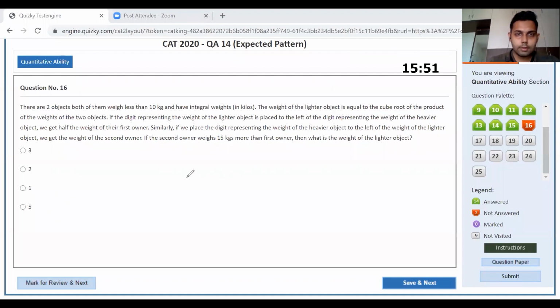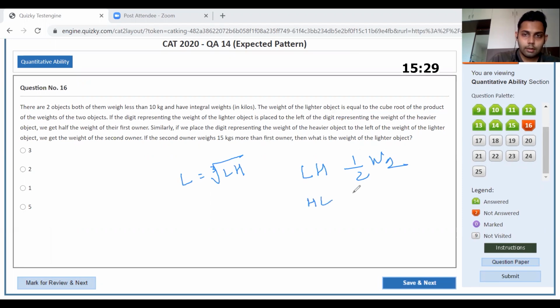There are 2 objects weighing less than 10 kg, integral. Lighter object is the cube root of the heavier. If we write lighter, heavier, we get half the weight of the lighter one. And heavier, lighter, we get twice the weight. And the difference between those two is 15 kgs. What is the weight of the lighter object?